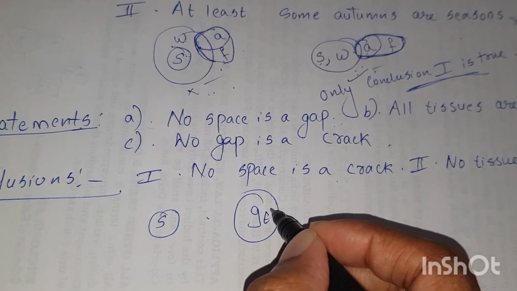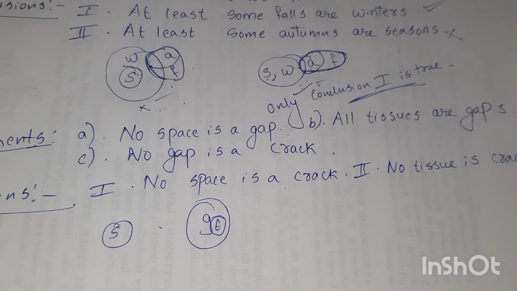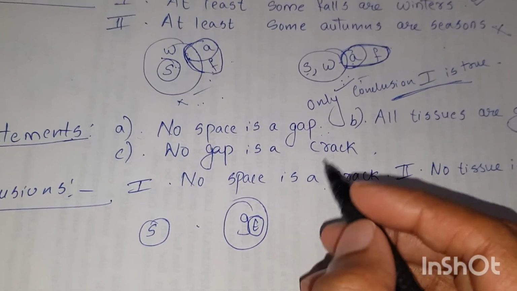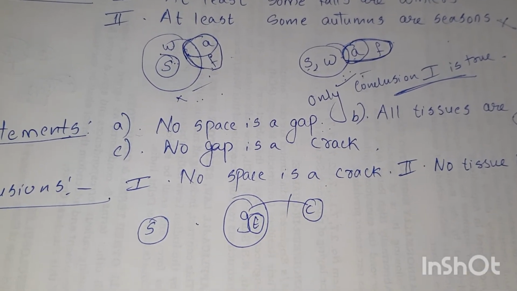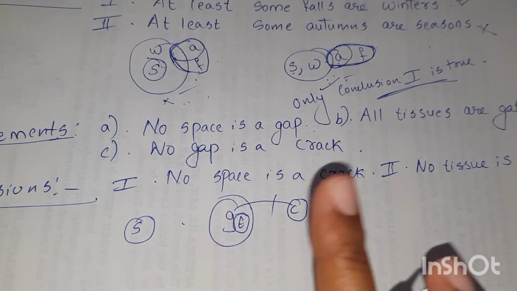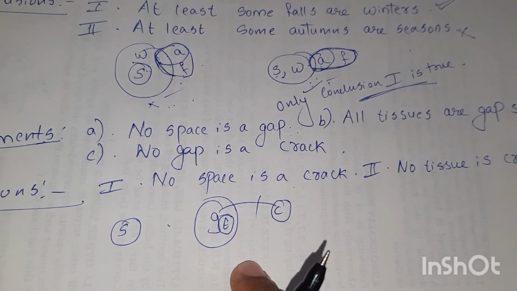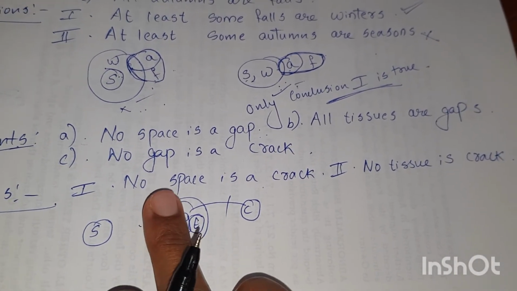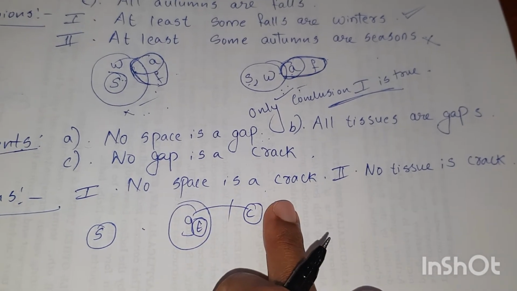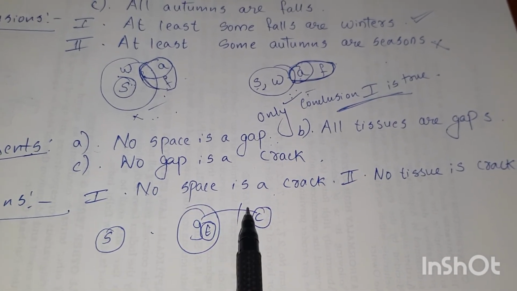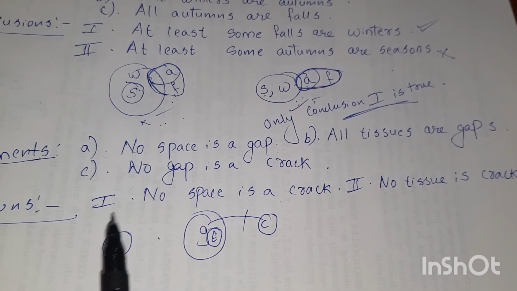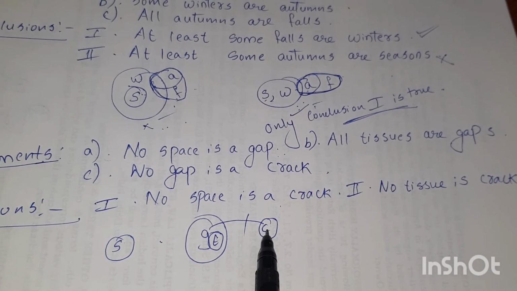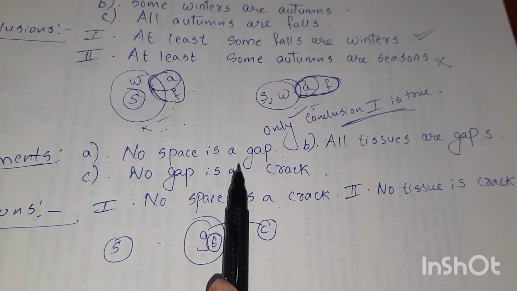Now all tissues are gaps. It is given that all tissues are gaps. No gap is a crack. No relation between gap and crack. These are the statements, and this is the representation using a Venn diagram. Okay. Now going to the first conclusion, no space is a crack. Is there any relation between space and crack? In the statements, they are not saying anything about the space and crack relation. So we can't say anything about that.